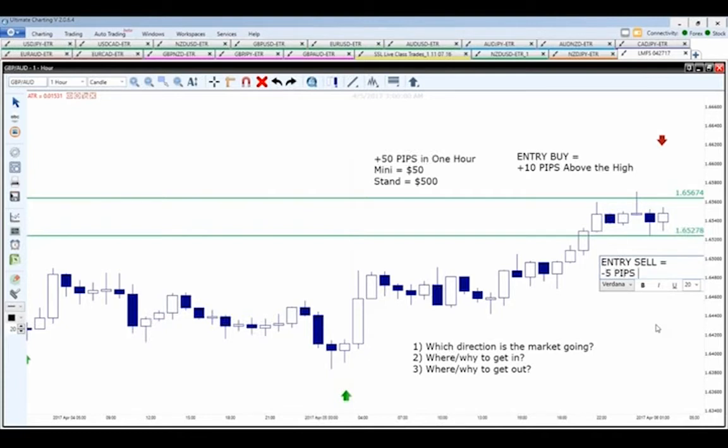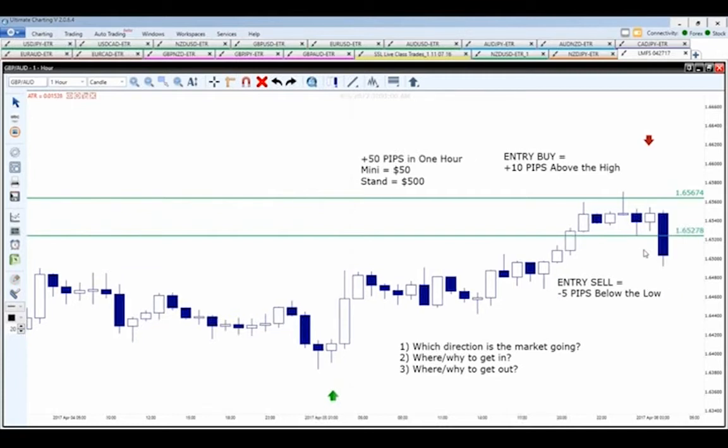So our entry sell is going to be minus 5 pips below the low. Yeah, you'll get to hear the details right from the creator of this strategy. You'll get that right from him. So same things we did before. We have our entry buy, entry sell, 2 pending orders. Let's see what ends up happening here.